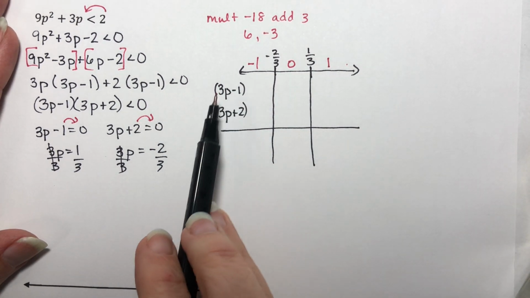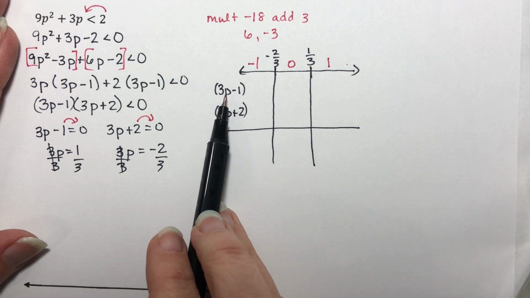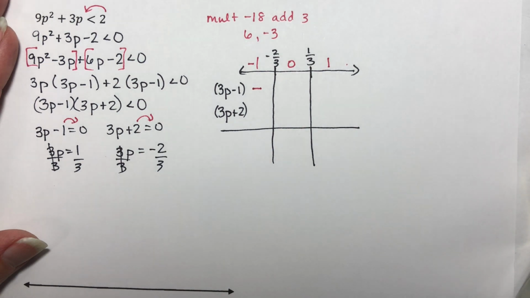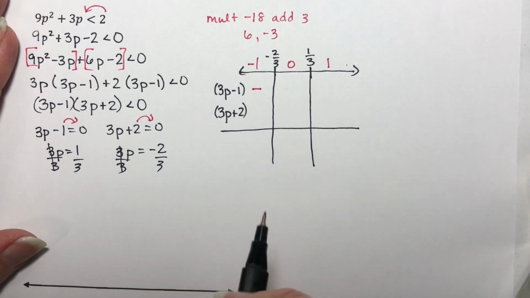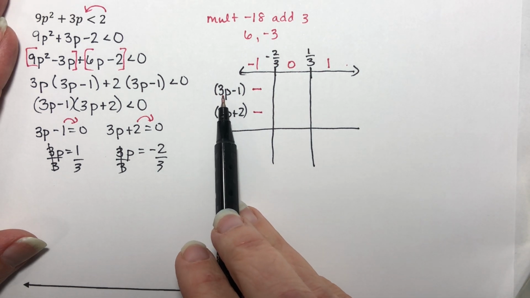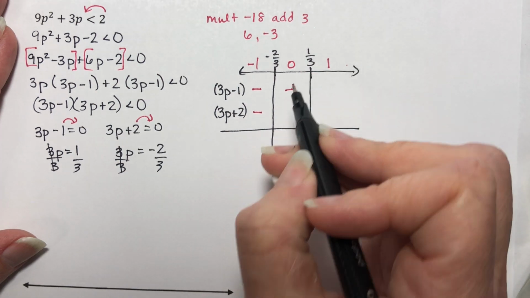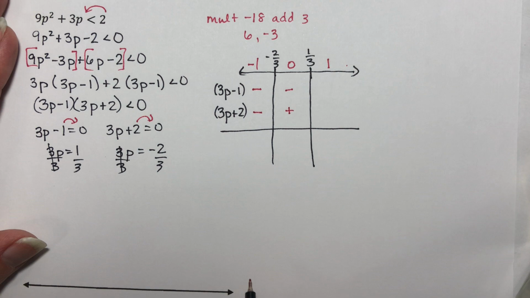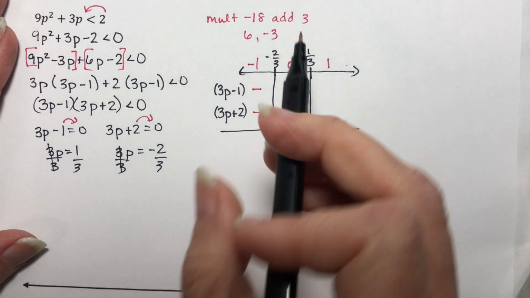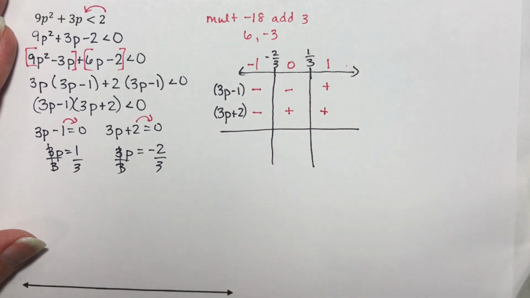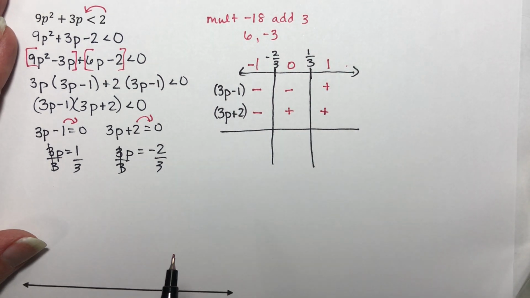Now imagine taking this and plugging it in here. This would be negative 3 minus 1, which is negative. This would be negative 3 plus 2, which is negative. Now plug in the 0. 3 times 0 is 0. 0 minus 1 is negative. 0 plus 2 is positive. Okay, now plug in a 1. 3 minus 1 is positive. 3 plus 2 is positive. All right, so that's the chart filled out.